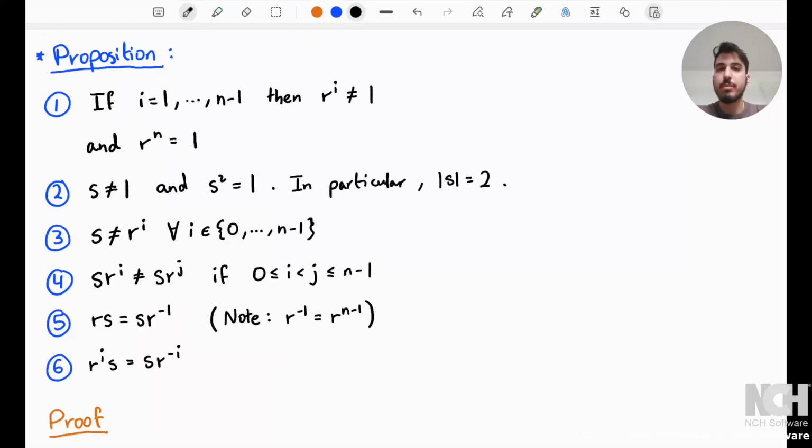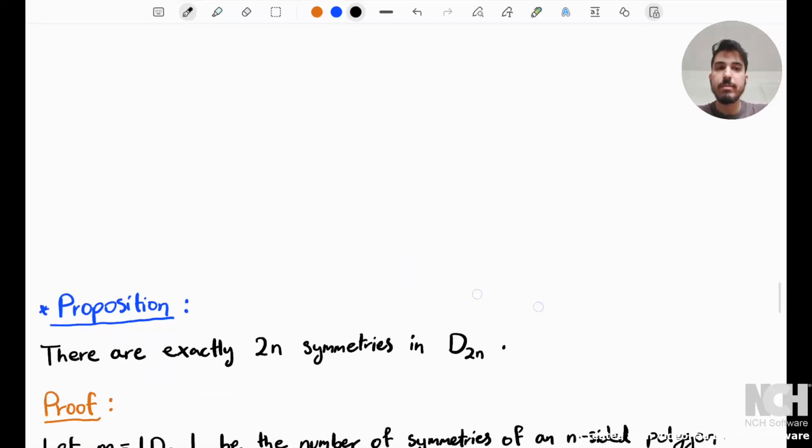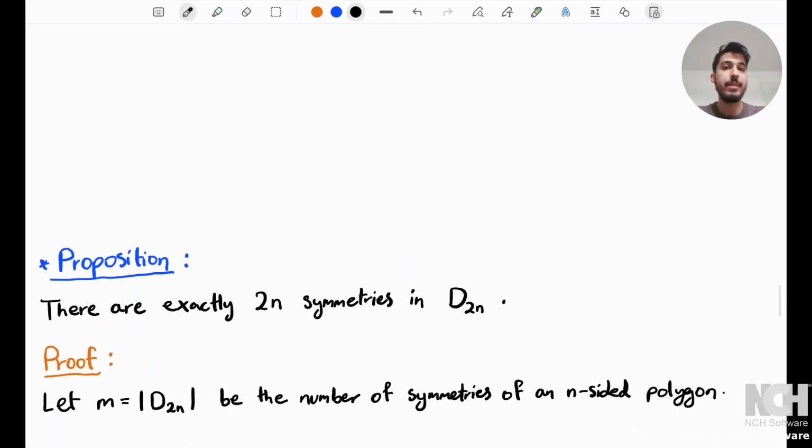Now that we have completed this proposition's proof, we will use these properties to come up with all the symmetries that there can be in a regular n-sided polygon. And to say that is to say how many symmetries we have, which will give us an idea of the set of symmetries. And then we will say that this set is in fact a group with the operation of composition of the symmetries. So in fact, the second proposition tells us that there are exactly, not more, not less, 2n symmetries in D2n, which is the set of symmetries.